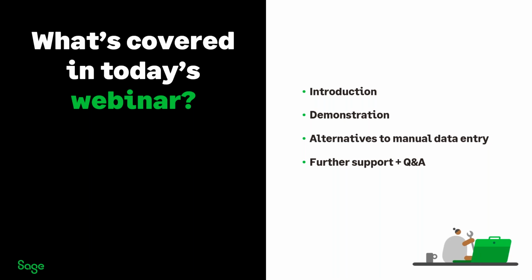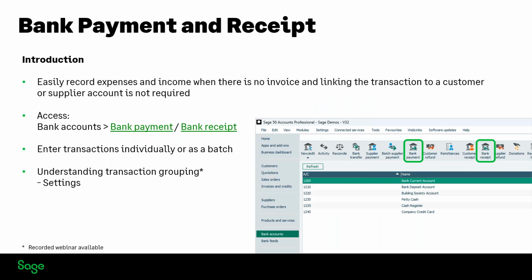Right, so as a brief introduction to entering bank payments and receipts, you've got the two options available within the bank accounts area. And you would use these where you want to record expenses or income when there is no sort of invoice involved. So you probably think of these as like, you're buying petrol. You probably wouldn't set the petrol station up as a supplier. You're not going to be invoiced. It's just a straightforward bank payment.